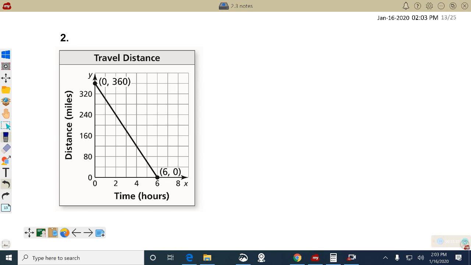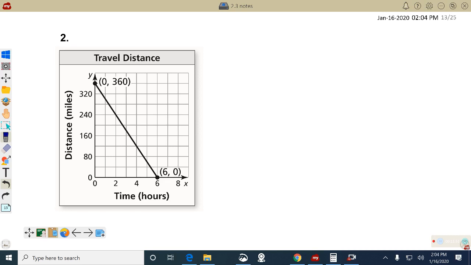So I can tell that as the time increases, the distance decreases. I'm not sure what's moving, whether it's a motorcycle, a scooter, a bike, a skateboard. It doesn't really matter. Whatever is moving, the more hours that pass, the less distance there is between the observer and the object.